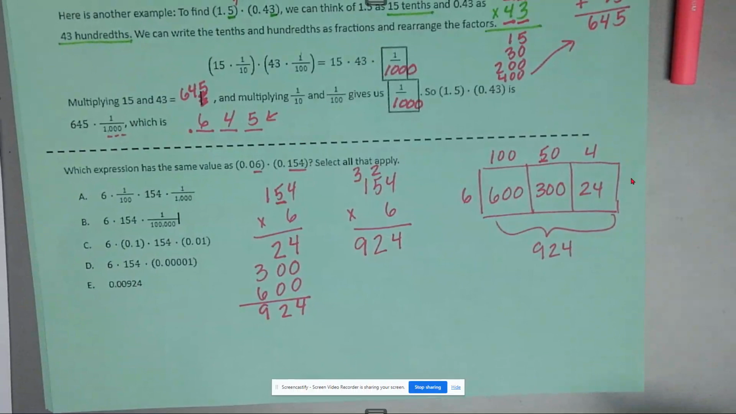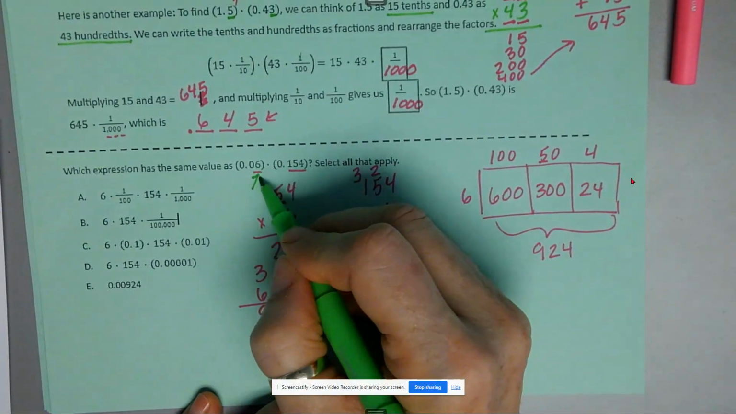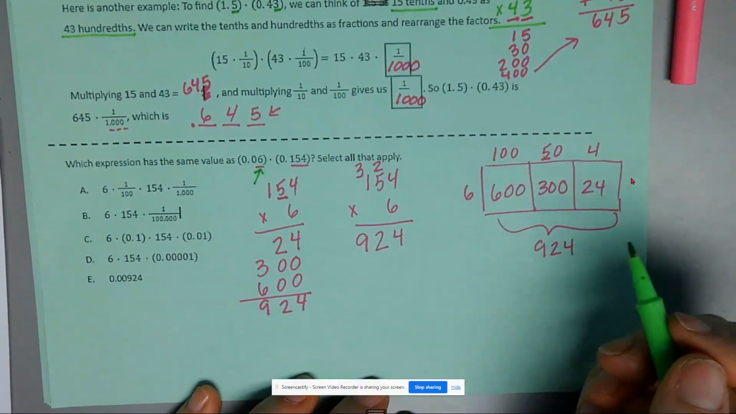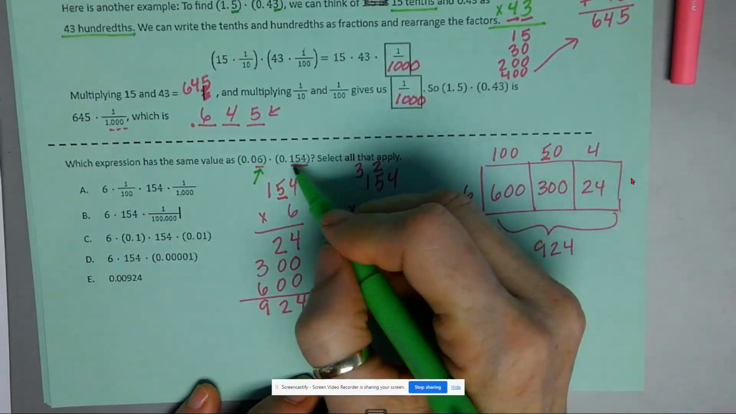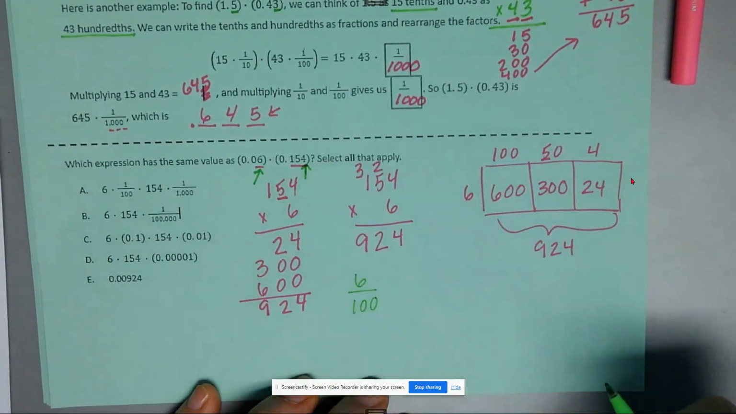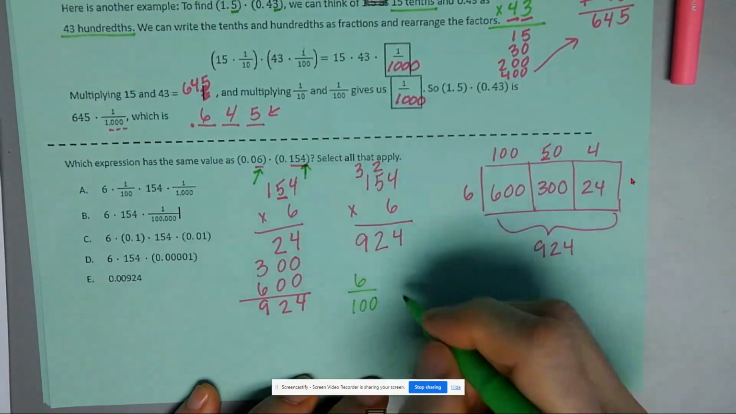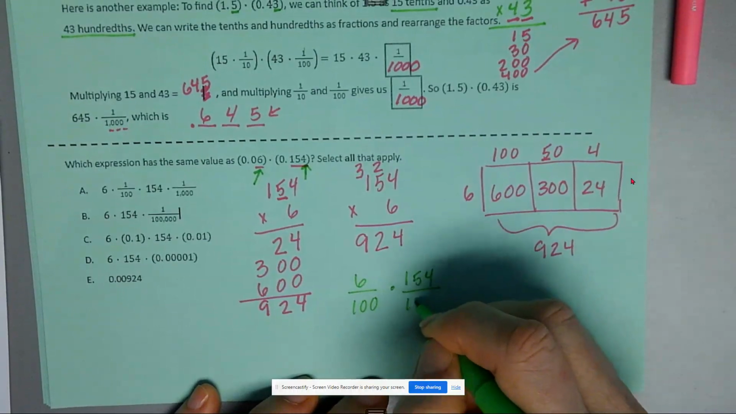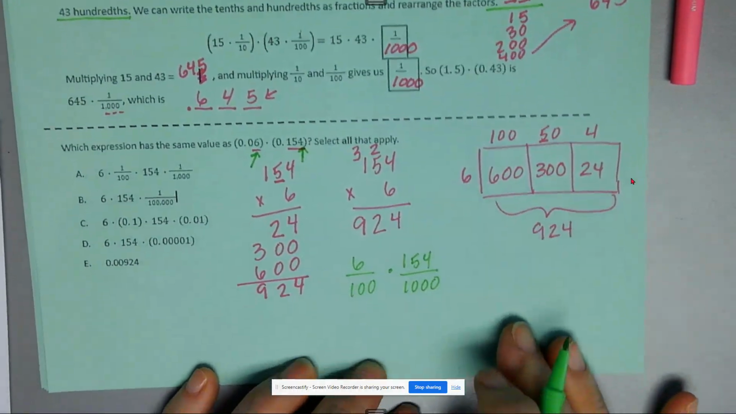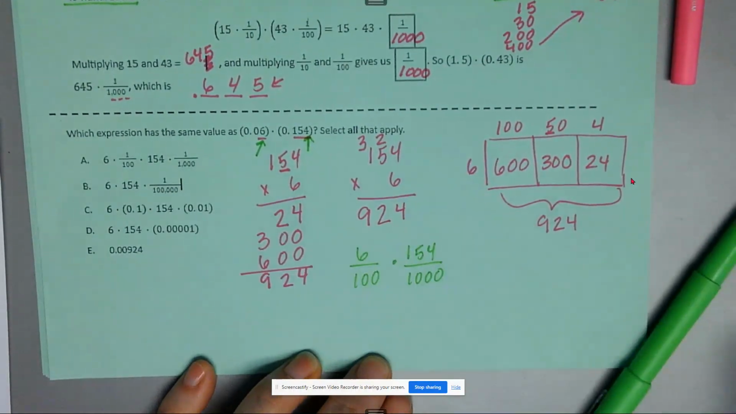The only other thing we have to think about is our decimal place value. Well, this 6 is in the what place? Hopefully you notice that the 6 is in the hundredths place. And the 4 is in what place? Well, 10, 100, 1,000. So it's 154 over 1,000.